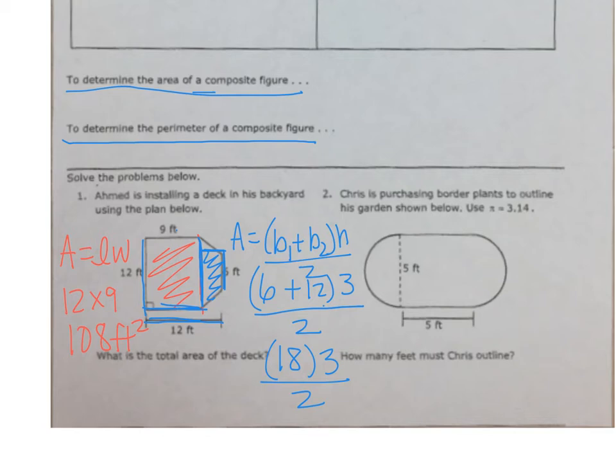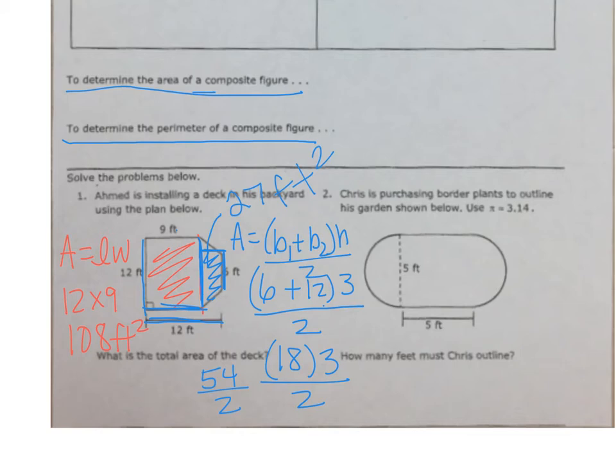Okay, so 18 times 3 is 54. Divided by 2. And then that will equal 27. So this is 27 square feet. Are we done with the problem?